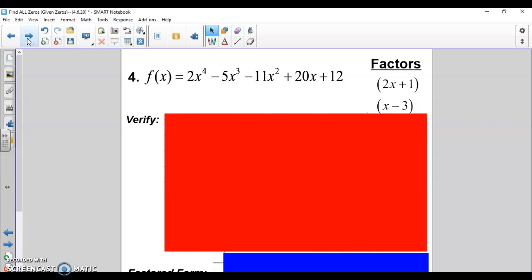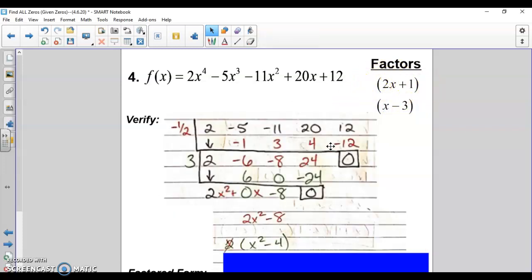Last thing here, last example, just an extra example, kind of a combination between 2 and 3. I have a 4th power, so that means I give you 2 factors. One factor is going to be a fraction. I verify it twice. Negative 1/2, opposite sign, 1 over 2, right over left. Send it through synthetic, get 0 at the end. Send 3 through synthetic, that's what came from the x minus 3. Send it through synthetic, get 0 at the end.